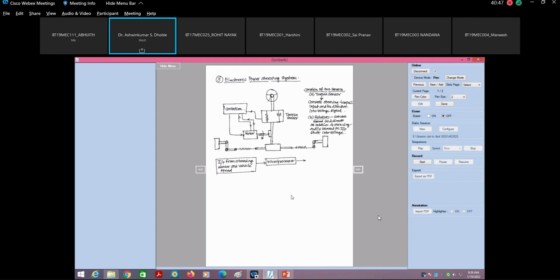Then what the microprocessor does: it compares the signal with the programmed map. So what is a programmed map? It can adjust the value of torque by itself according to requirement. So how will the microprocessor come to know the control unit? Sir, I will come to your question. It is not that simple.